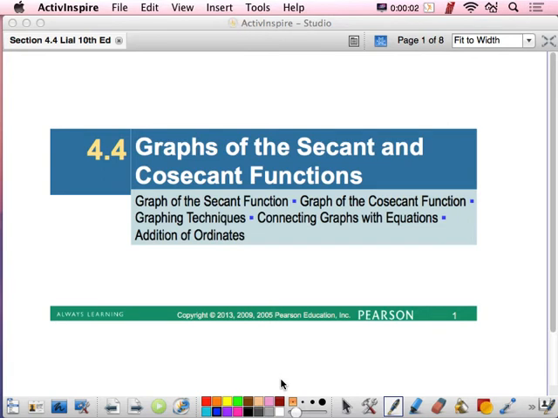For section 4.4, we're going to look at the graphs of secant and cosecant functions, and this is our final graphing section. Yay, I know. Okay, so the good news about secant and cosecant is that if you can graph cosine and sine, then you can graph secant and cosecant. So technically there's nothing new to learn, but it is an odd concept to wrap your brain around.